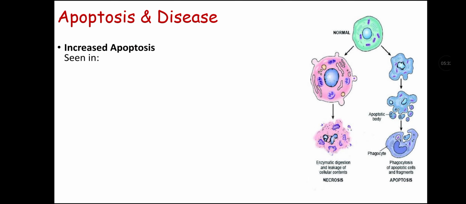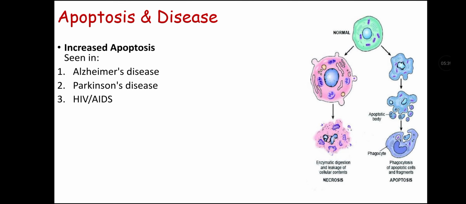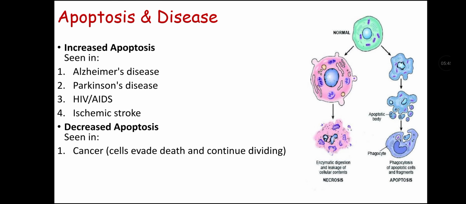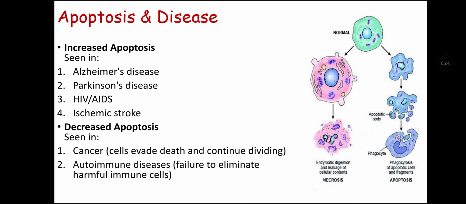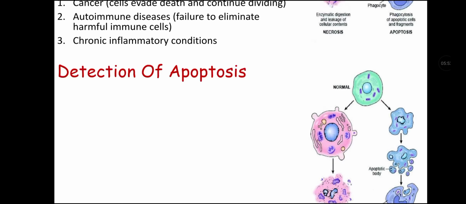Apoptosis and disease. Increased apoptosis is seen in Alzheimer's disease, Parkinson's disease, HIV or AIDS, and ischemic stroke, and decreased apoptosis is seen in cancer, autoimmune diseases, that is when there is failure to eliminate harmful immune cells, and chronic inflammatory conditions.